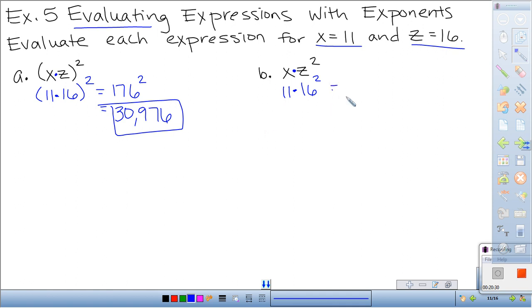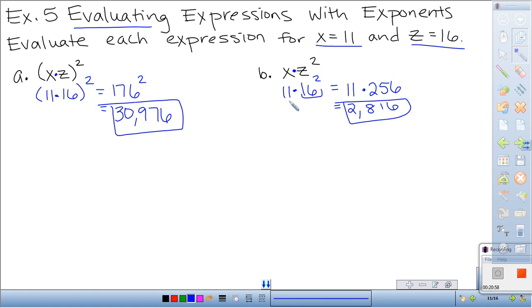Let's find out. So over here we had to take care of our parentheses first. Here we have no parentheses, so we're going to move right on to our exponent, 16 squared. And 16 squared is 256, so we have 11 times 256. And then we need to multiply 11 times 256, which is 2,816. So which one was greater? Obviously, A was much, much greater. And the reason for that is first we multiplied and then we squared it. We squared a huge number.